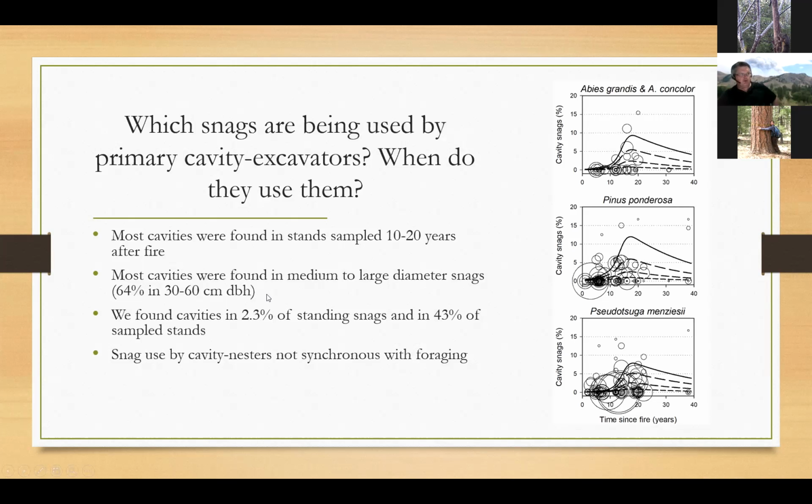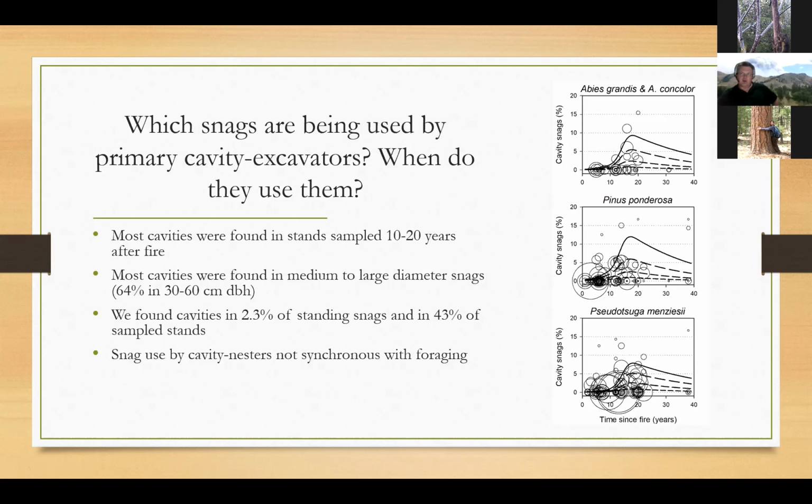Most cavities were found in medium to large diameter snags. So almost two-thirds were found in 30 to 60 centimeter diameter snags, and a little over 20% were in bigger than that, and the remainder were smaller than that. So really a broad range of diameters were used. Only a little over 2% of the standing snags actually had a cavity in it. And 43% of the stands that we sampled had at least one cavity snag. So not every snag is being used by cavity nesters, obviously, and not every stand is.